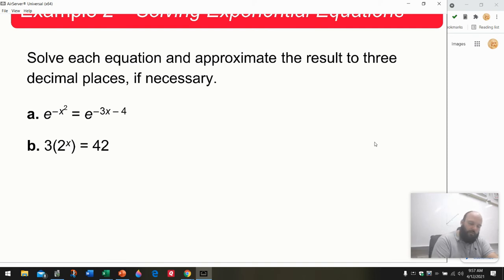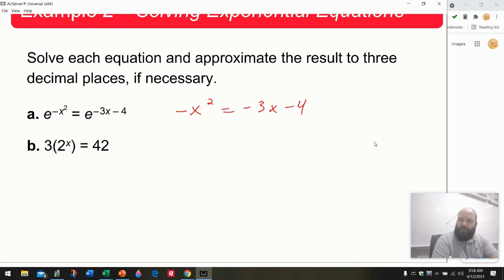So looking at this first one, you can see that I have e to the negative x squared power, and then I have e to the negative 3x minus 4. We will be able to utilize the one-to-one property because the bases of both those exponents are the same. They're both to the e power. So since it's stating that they are equal and the bases are equal, then we are going to set the exponents equal to each other.